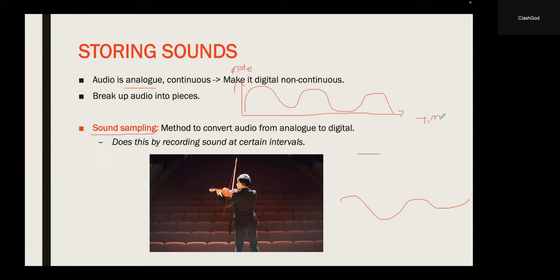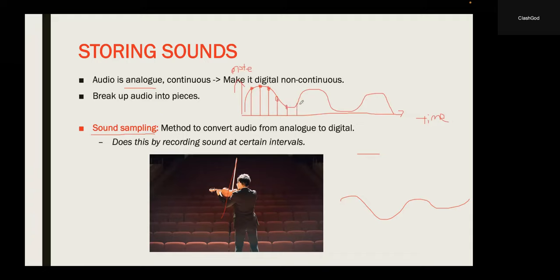It is continuous. How can we store this continuous, ugly thing? We cannot. We have to split it up. And that's how sound sampling works. It splits this continuous piece of music up into intervals. For example, at this point, I record the note of the music. After the same amount of time, I record the note again, and again, and again.